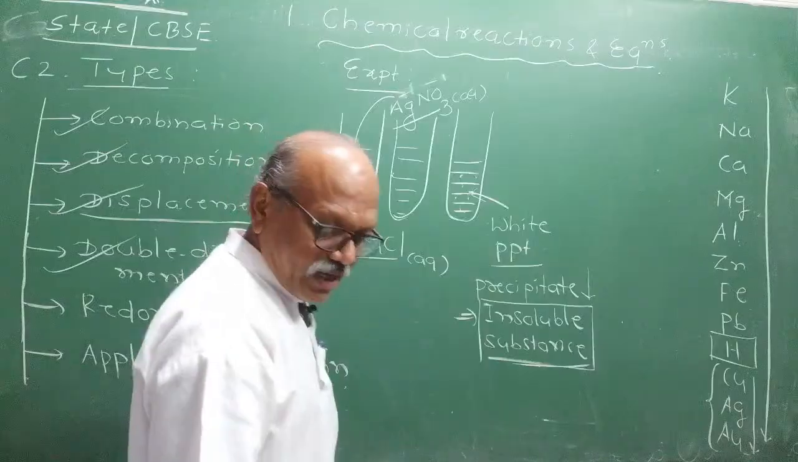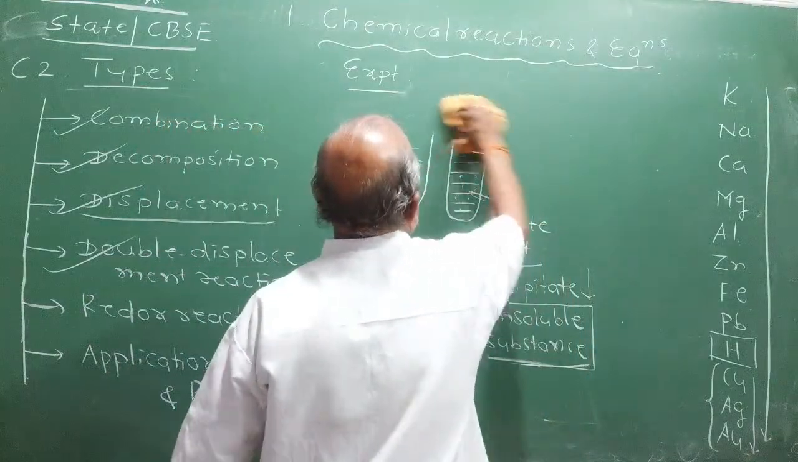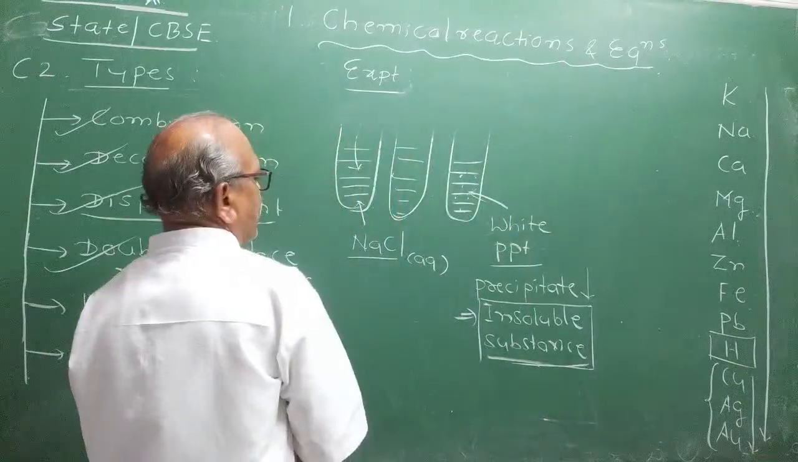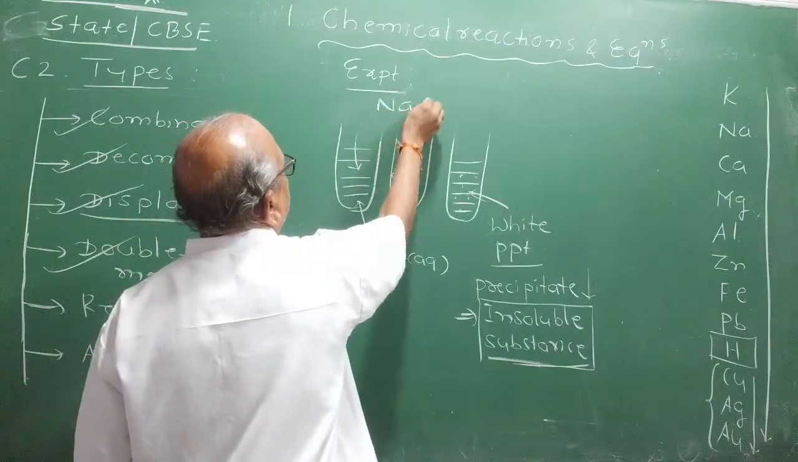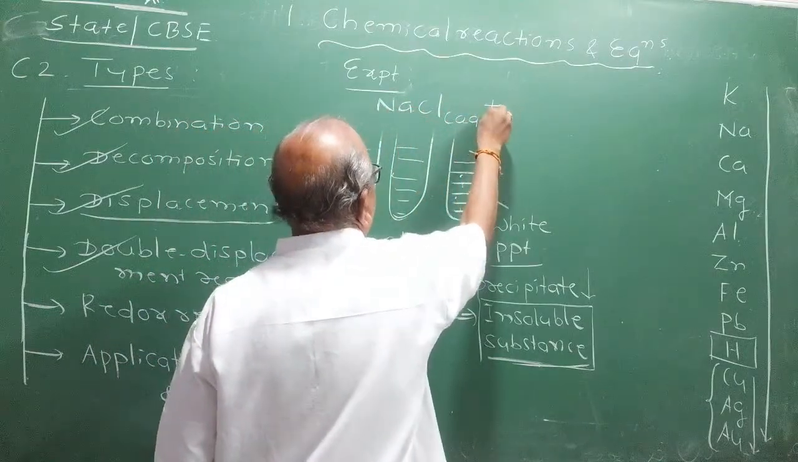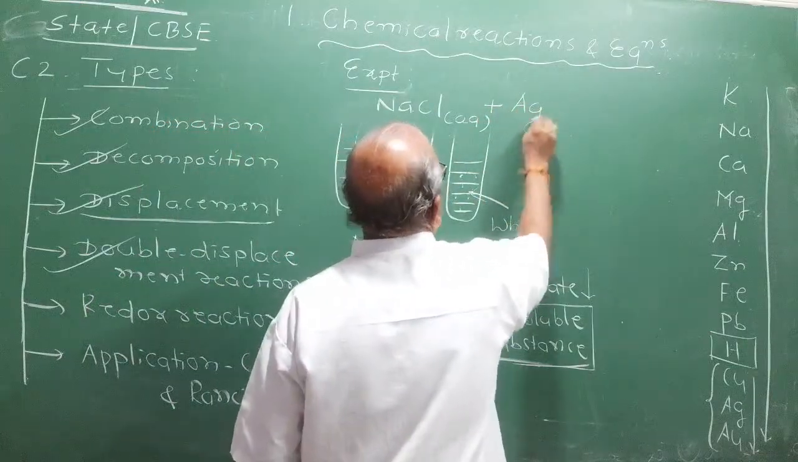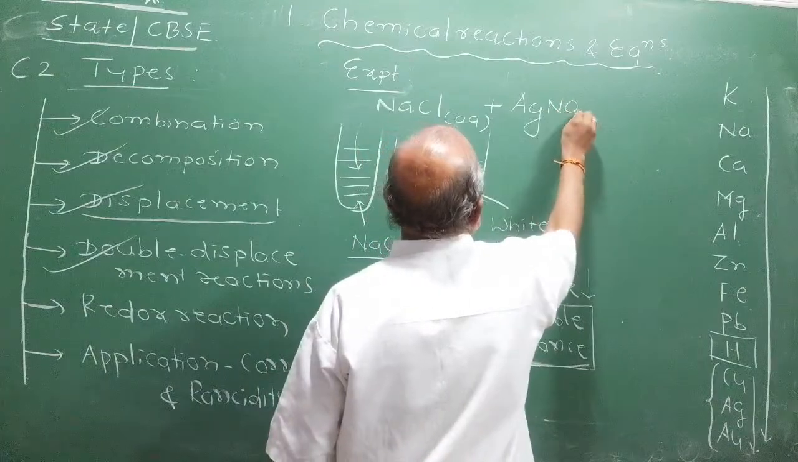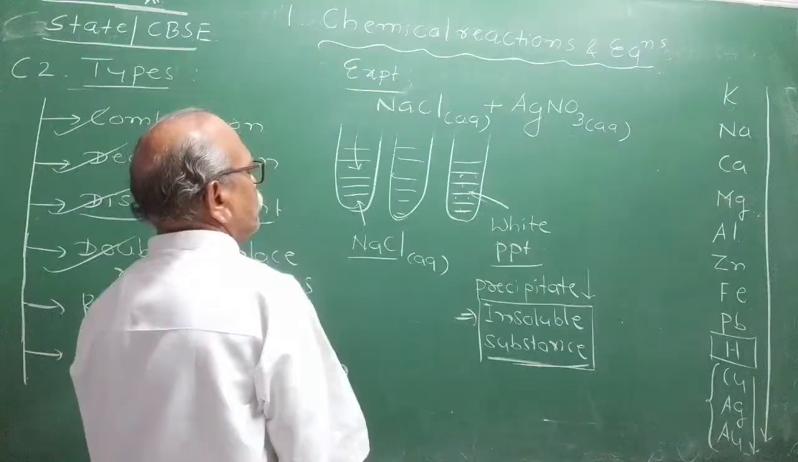Let us write the chemical equation. The chemical equation for this is, first of all, we will write the reactants. What are the reactants? Sodium chloride aqueous solution. You are writing it as NaCl. Already you are perfect in writing formulas and symbols, and that is the basic thing to develop your chemistry to the next level. Aqueous solution, silver nitrate, aqueous solution.